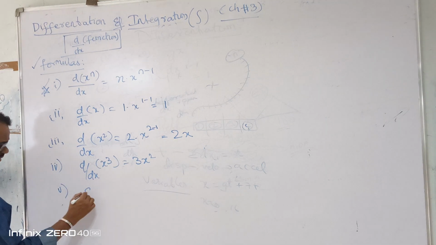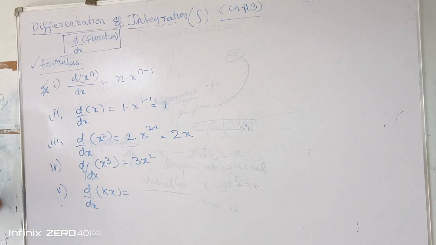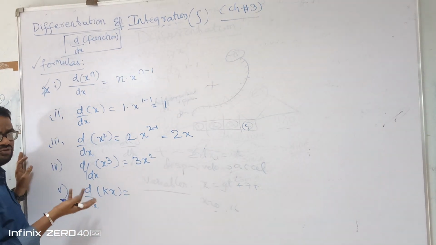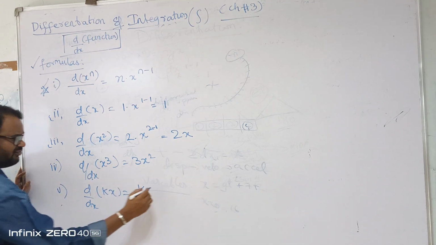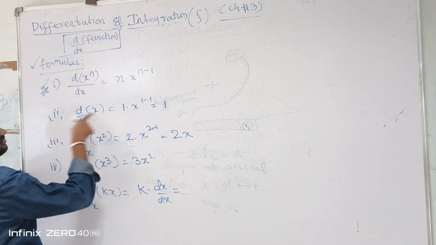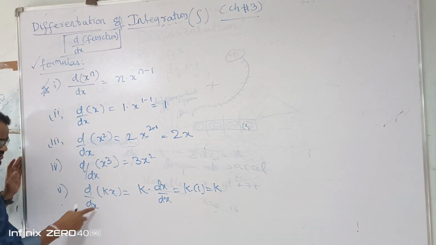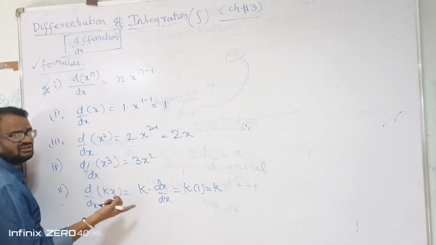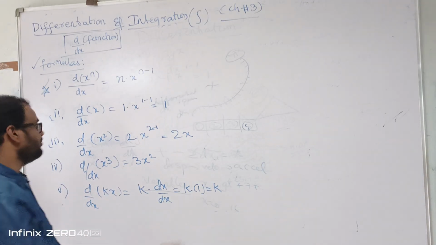Next formula, d by dx of k into x, where k is some constant. What is a constant? Any number: 5, 4, 10, 13, whatever it is. If you have that, the constant will come out of the differentiation. We write the formula like this: d by dx of x, from the earlier formula, is 1. Accordingly, k into 1 is equal to k. d by dx of k into x is equal to k itself. That means, for example, d by dx of 10x is equal to 10, and d by dx of 20x is equal to 20. We should remember the formula like that.